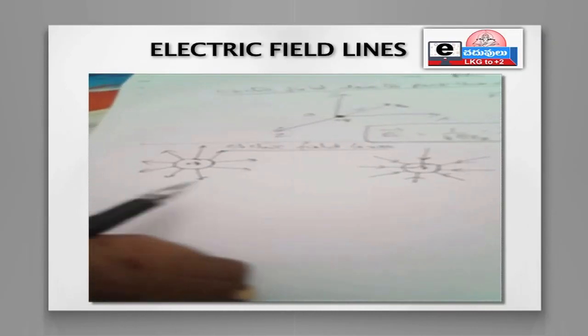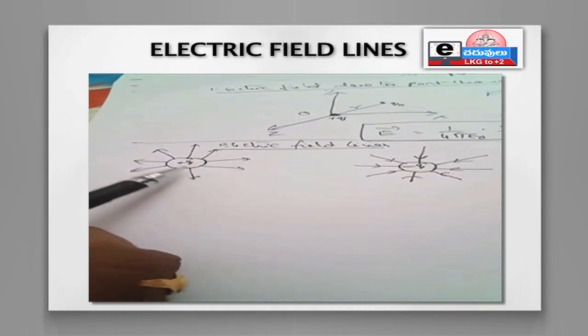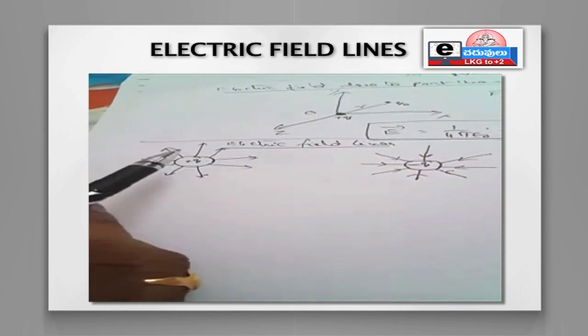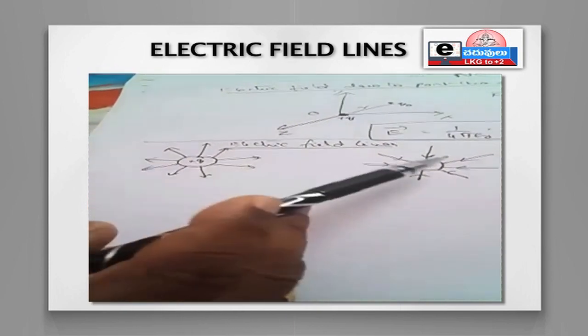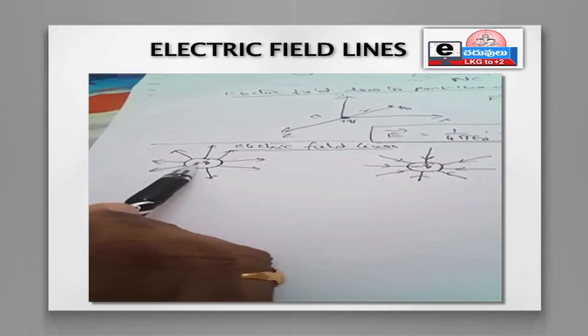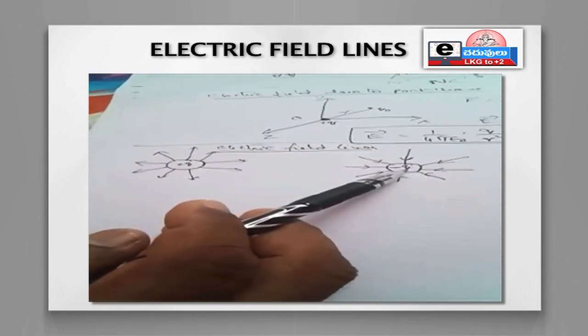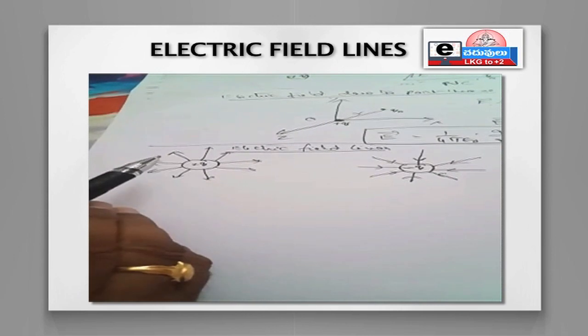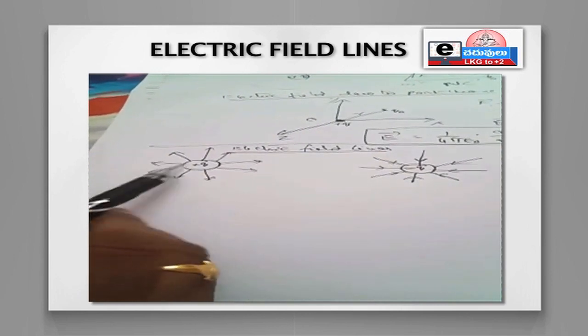In continuation with our concepts, electric field lines, I am just giving the properties. The first one itself, you can see electric field lines, they are starting from the positive charge and they are ending with negative charge. That is the first property. You can yourself remember this and you can write.